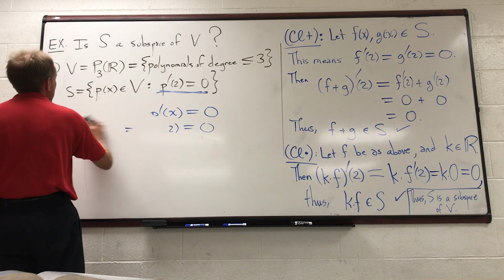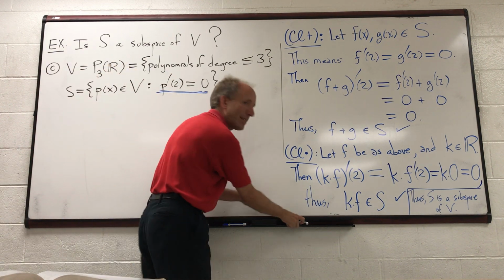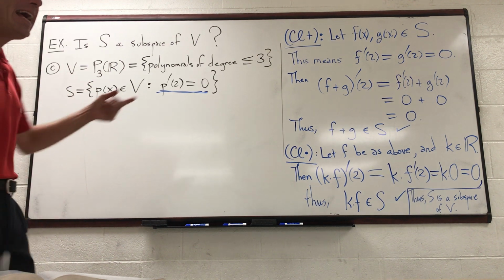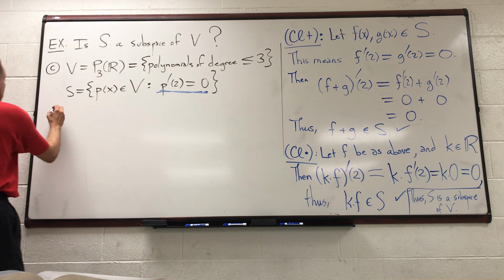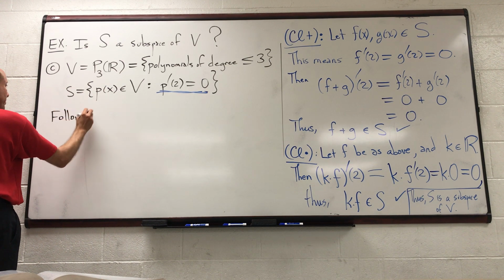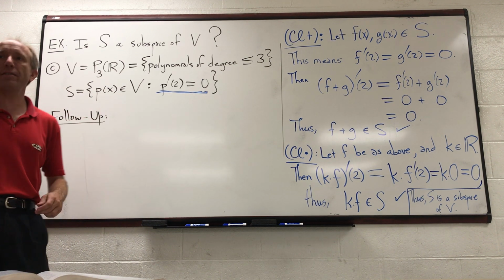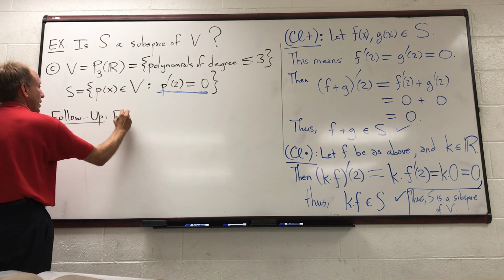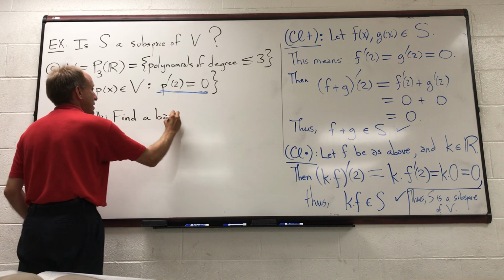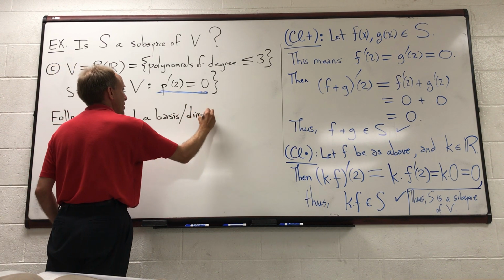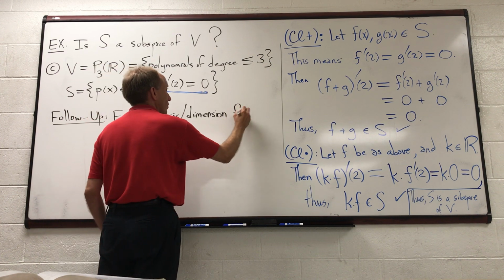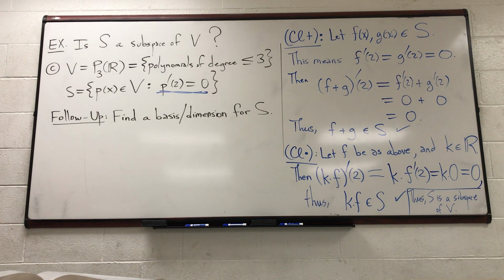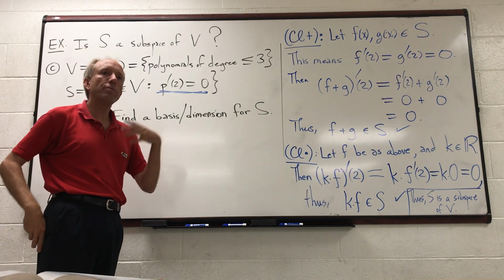Okay, so now I have a follow-up. I didn't get to do a follow-up on the others. If they weren't subspaces, we're done. They can't do anything else. But now we have a subspace, so I have a follow-up question for you. I want to find a basis and dimension for S. So find a basis slash dimension for the set S. Let's see if we can do that. Since we have a subspace, we know we can do that.